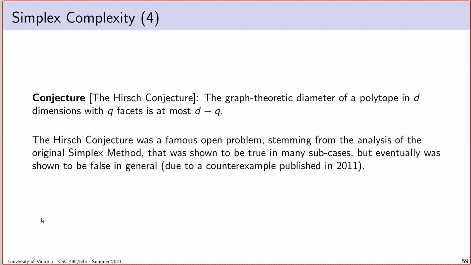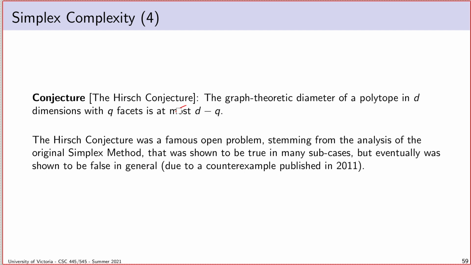There was this interesting conjecture, which was disproven about 10 years ago, which was the graph theoretic diameter of a polytope in d dimensions with q facets. This is a conjecture about graph theory that stemmed from analysis of linear programs. The conjecture was that the diameter was at most this. So the ideal pivot sequence for any LP would take at most this number of pivots, which is pretty good.